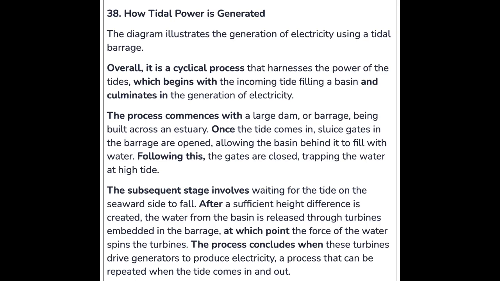After a sufficient height difference is created, the water from the basin is released through turbines embedded in the barrage, at which point the force of the water spins the turbines. The process concludes when these turbines drive generators to produce electricity, a process that can be repeated when the tide comes in and out.